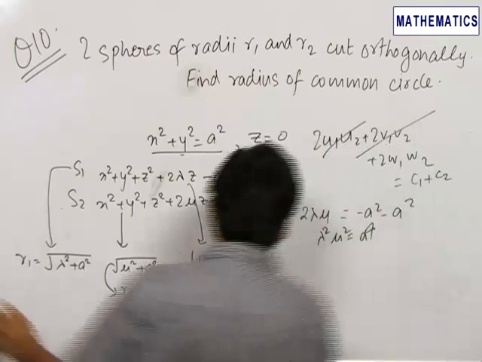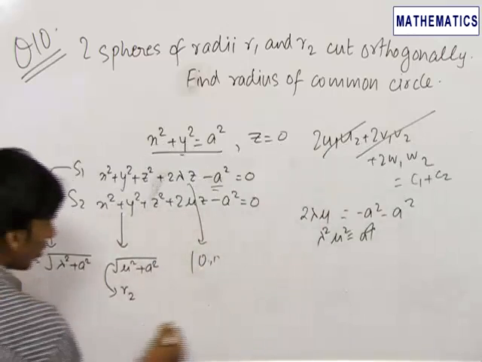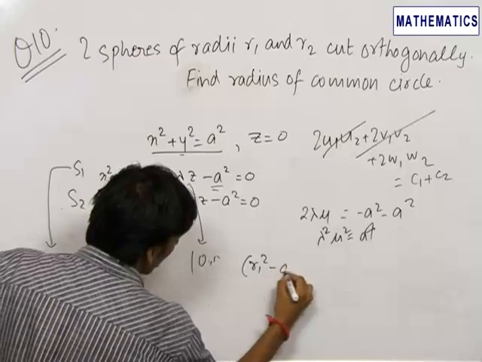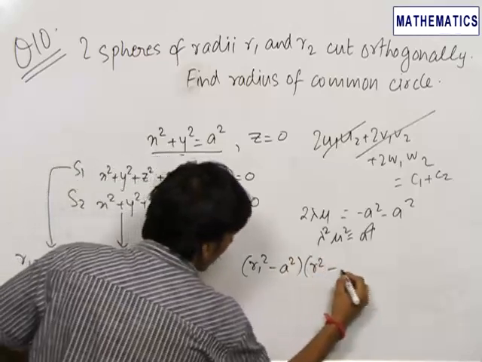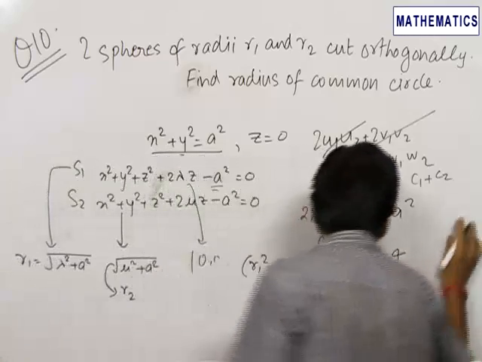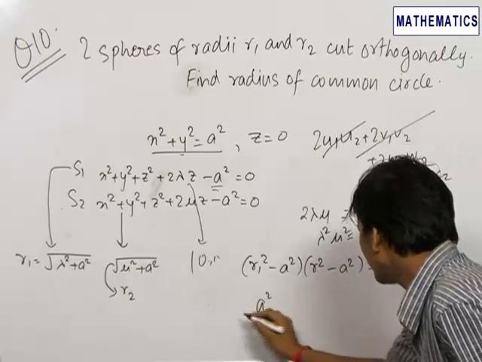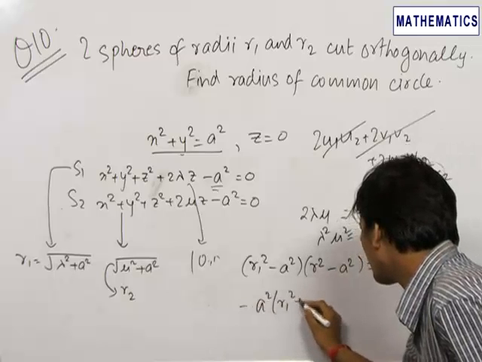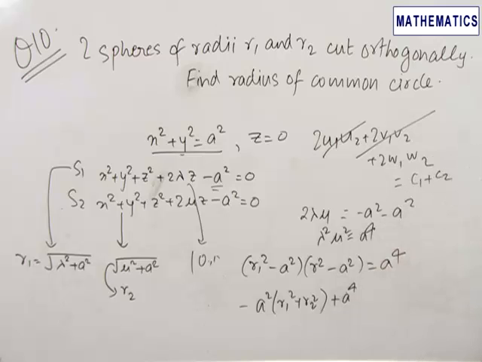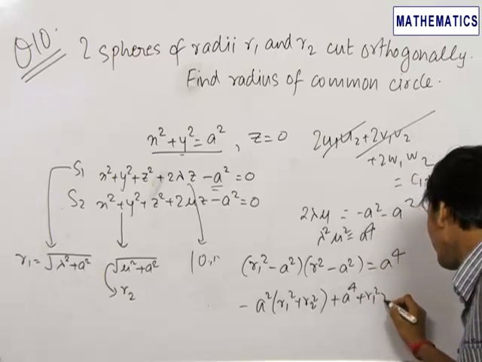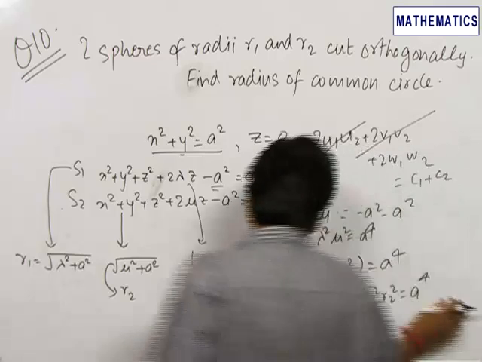Now let us solve this equation that we have. We can write lambda square as r1 square minus a square and mu square as r2 square minus a square. This is equal to a to the power 4. Therefore on solving this we get a to the power 4 minus a square times r1 square plus r2 square plus r1 square r2 square is equal to a to the power 4.